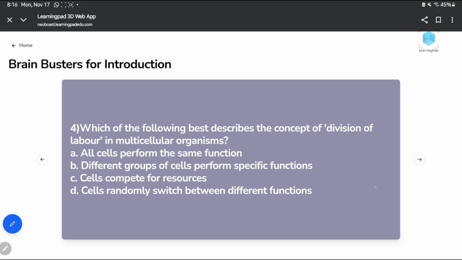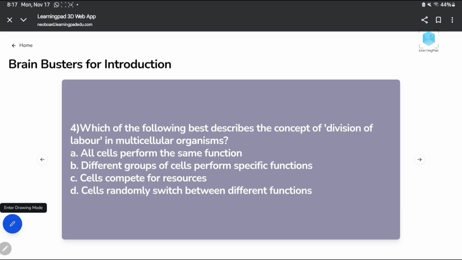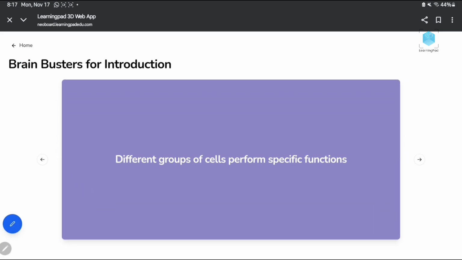Next question. Which of the following best describes the concept of division of labor in multicellular organisms? All cells perform the same function, or different groups of cells perform specific functions, or cells compete for resources, or cells randomly switch between different functions. Yes, let us see the answer. The answer is different groups of cells perform specific functions.